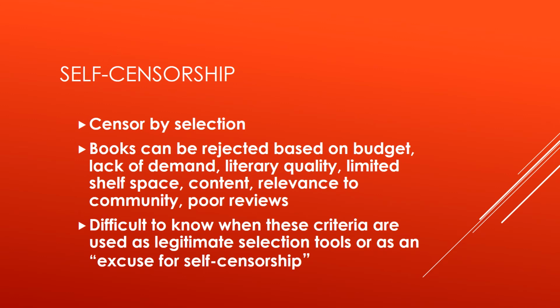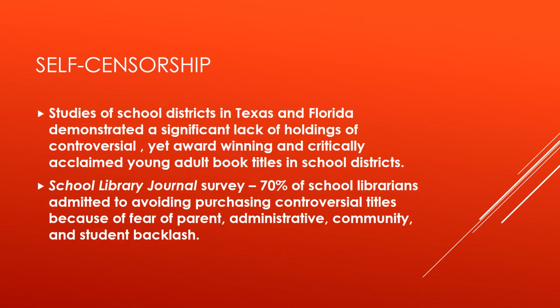Another issue that sort of blurs the line sometimes for school librarians is self censorship. Sometimes books in school libraries are censored merely by selection. This is because in school libraries, books can be rejected based on budget, lack of demand, literary quality, limited shelf space, content, relevance to community, and poor reviews. And so sometimes it's very difficult to know when these criteria are used as legitimate selection tools or if they're just being used as an excuse for self censorship. So, like I said, it kind of blurs the line.